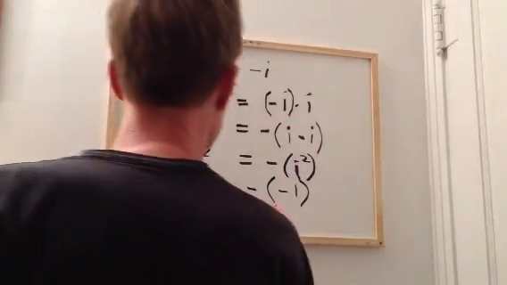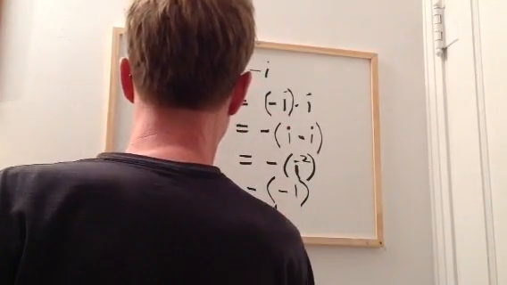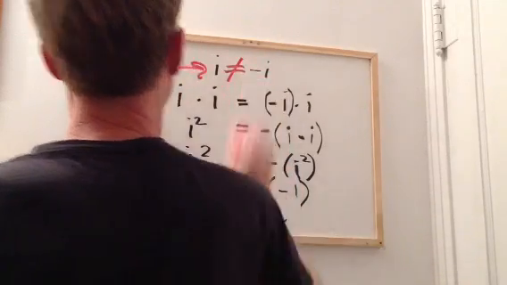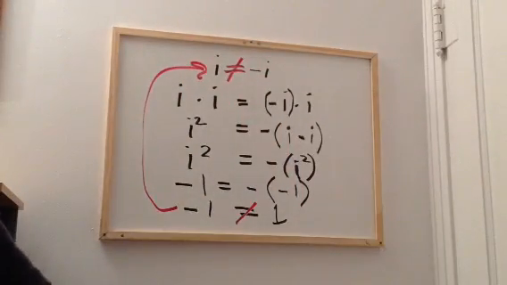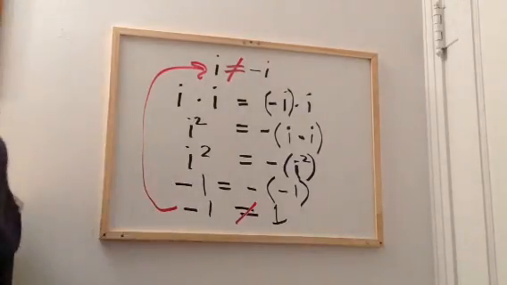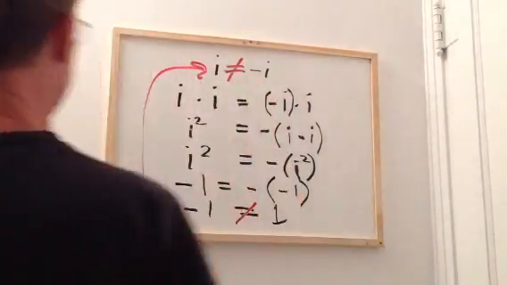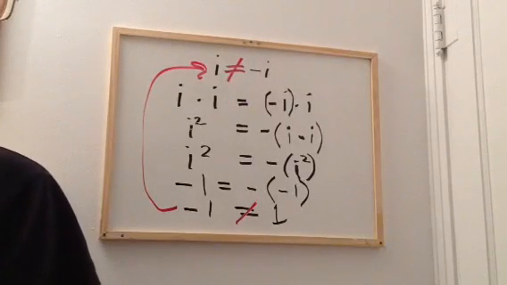The fact that this is false forces us to conclude that that statement is false, so i is not equal to minus i. Now we haven't said anything more than this. Don't read any more than that in there.